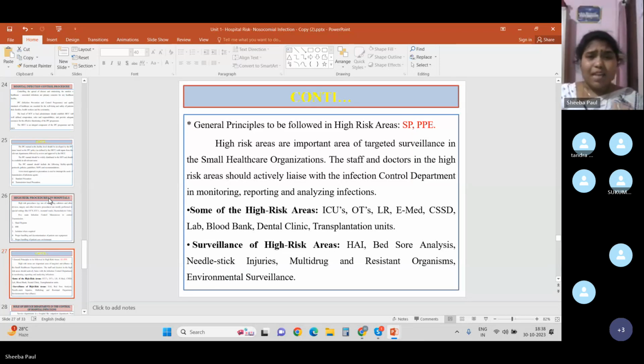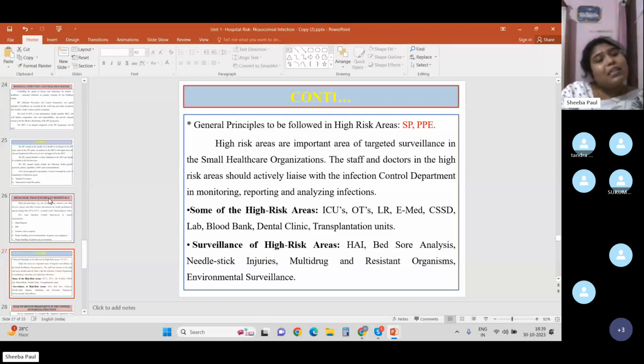Some of the high risk areas are ICUs, OTs, labor rooms, emergency medical units, CSSD, laboratories, blood bank, dental clinic, transplantation units. Whereas surveillance of high risk areas includes hospital acquired infection, which is monitored in the transplant areas, wherever the transplantations are done, and also analyzing the bed sores when people are in ICUs for a long period of time, unconscious or semi-conscious patients who cannot independently move or change position. Bed sore analysis is to be done for them. Needle stick injuries, multi-drug resistant organisms, environmental surveillance.